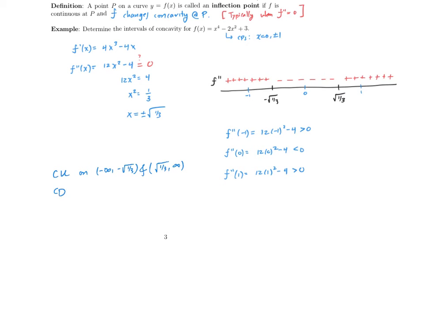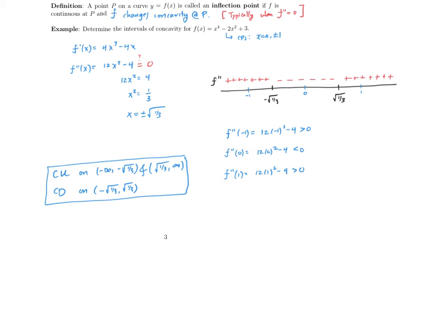And concave downward wherever f double prime is negative, which is the interval minus square root 1/3 to positive square root 1/3. And once you've determined those intervals of concavity, go ahead and circle it and make it easy for me to find, because this is going to be a smaller part of a larger problem.